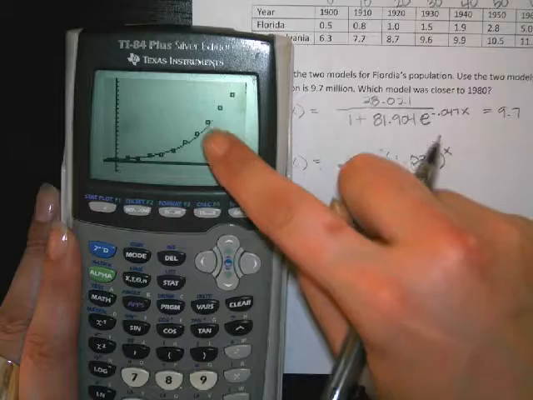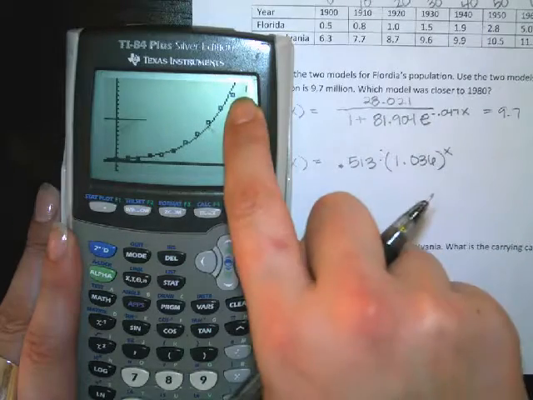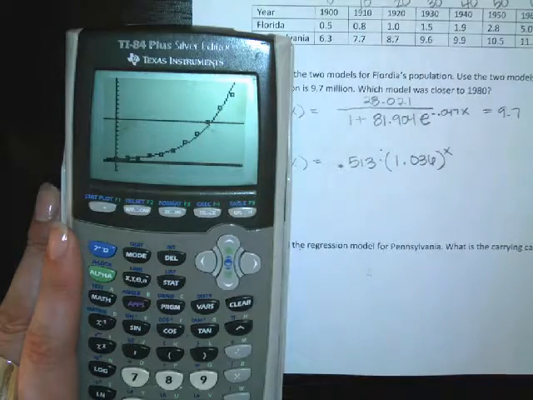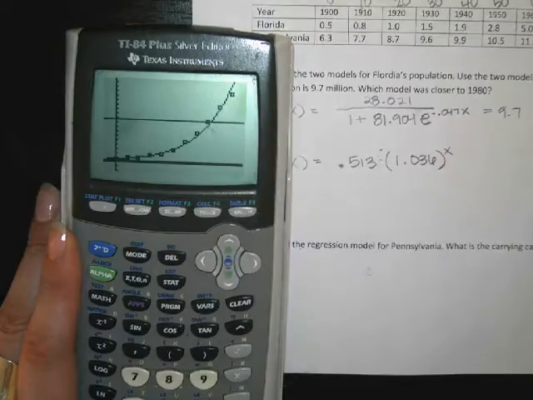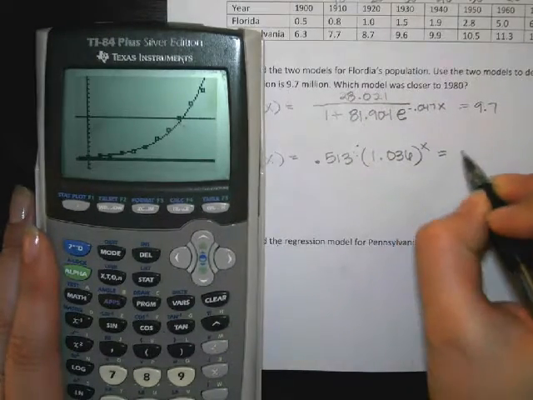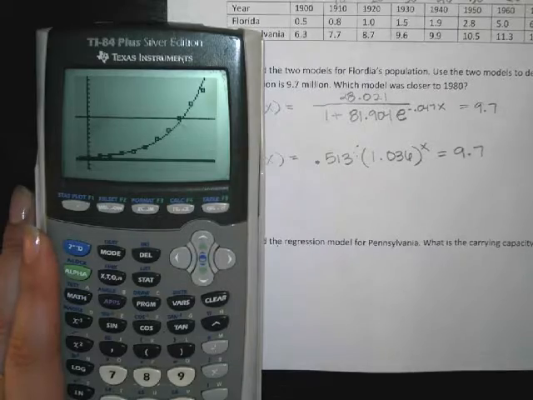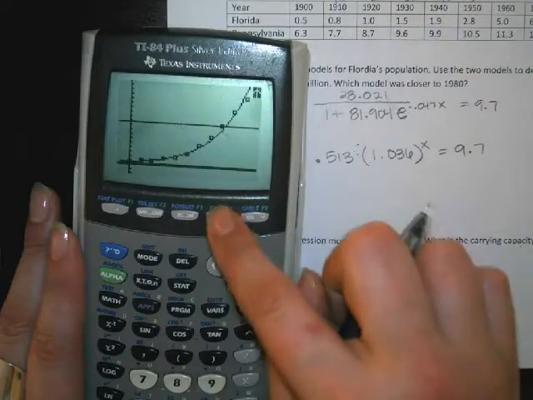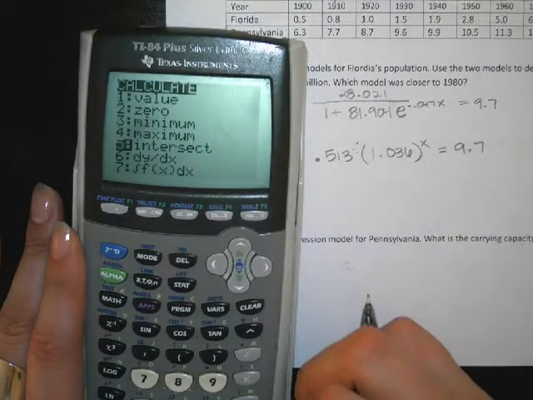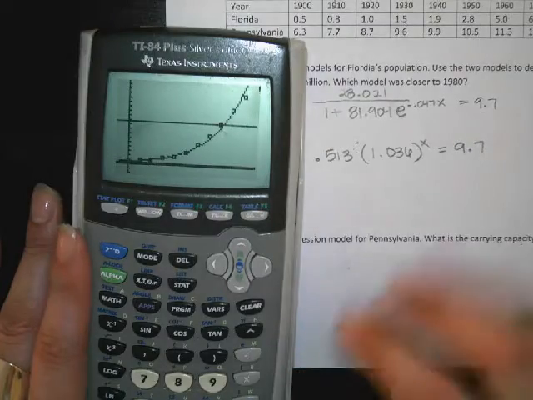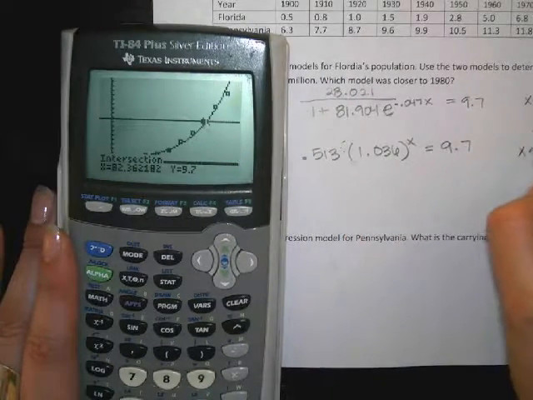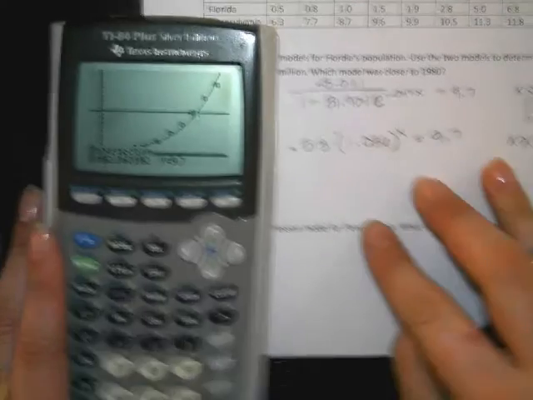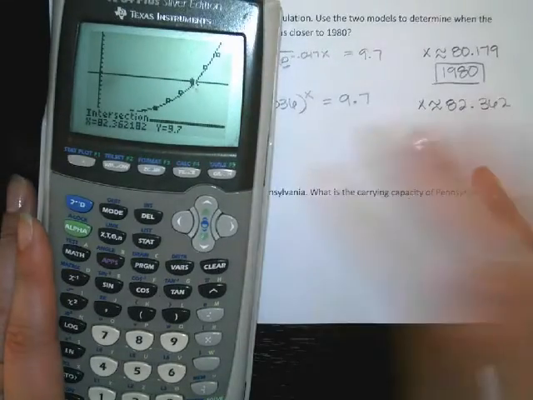So with this one, when you watch the end of it, instead of starting to level off towards the end, it doesn't start to level off. The exponential problem just keeps going straight up. Do you guys see that? So it's a little different than the logistic problem was. We're still doing the same thing. We're setting it equal to 9.7 just to see which equation was more accurate. And we're going to go ahead and hit second, trace option number 5. Enter, enter, enter. And so this one says that x is approximately 82.362. And what year is that?